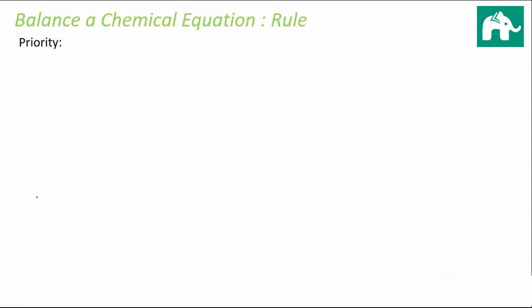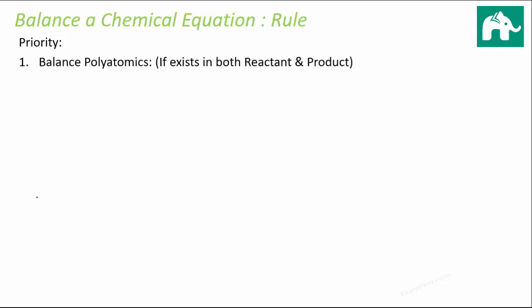So now that we tried balancing 3 chemical equations, let's look at the rules because these rules are important. Many a times you will notice that in an equation you try to balance hydrogen, meanwhile you end up spoiling the balance of carbon. When you try to balance carbon, you end up spoiling the balance of oxygen and so on. So it is important to understand the priority.